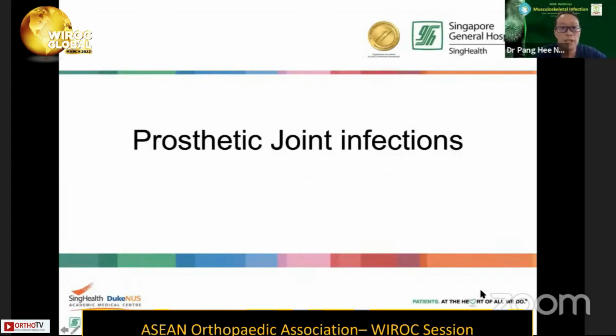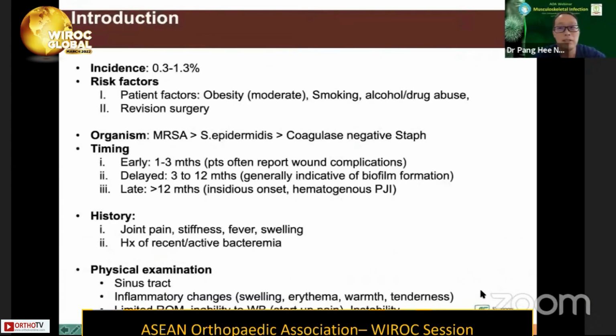Moving on, we discuss prosthetic joint infections. The risk factors are obesity, smoking, alcohol, drug abuse, and revision surgery. In this case, we have revision surgery, and the patient had diabetes. The incidence is anything from 0.3 to 1.3%. The common organisms are Staphylococcus, and MRSA, methicillin-resistant Staphylococcus, is getting more prominent.